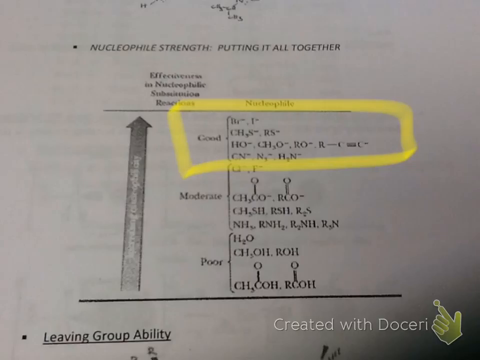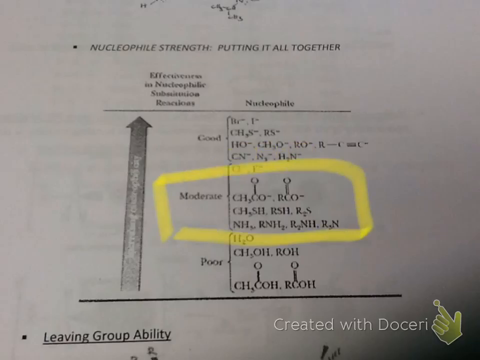The large anion halides, bromide, iodide, the sulfide anions, the alkoxide or hydroxide ions, acetylide, and then we've got our cyanide, our azide, and our amide. Okay, let's look at moderate.